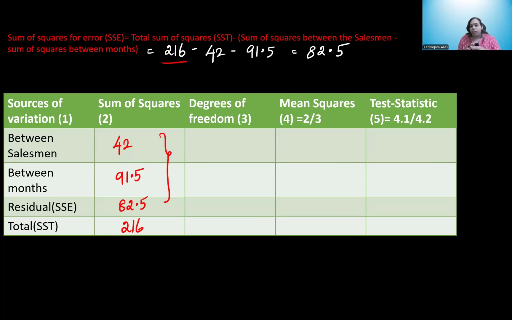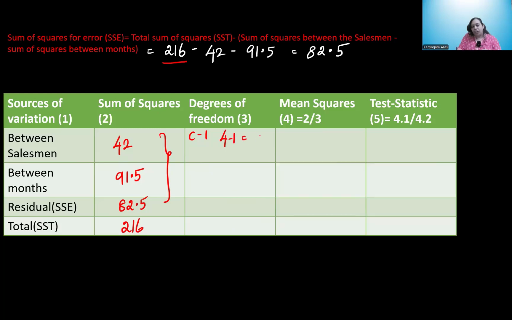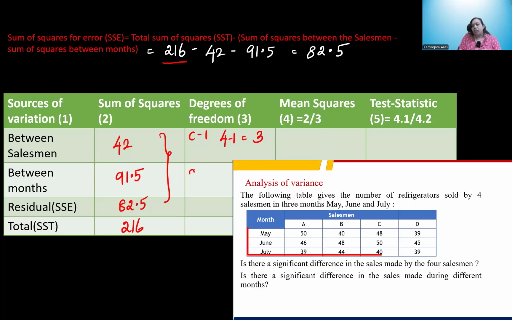For calculating the degrees of freedom, for between the salesmen, the information is represented by a column. So we are going to take columns minus 1. How many columns were there? 4 salesmen minus 1 gives us 3. And how many months are there? Months are represented in rows, so rows minus 1. 3 months minus 1 gives us 2.